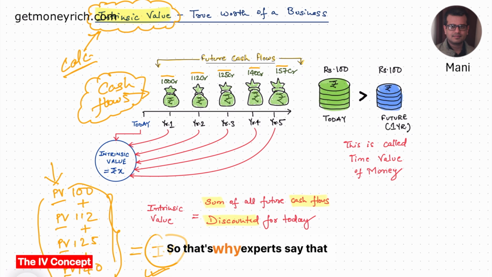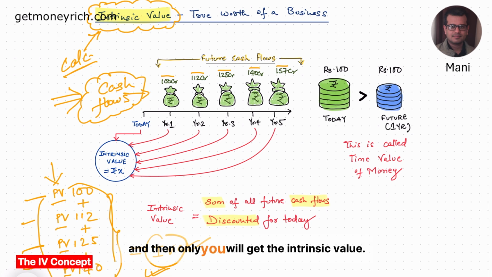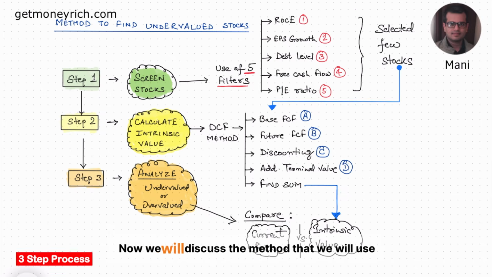So that's why experts say that when you know the future cash flows of a company and you have to calculate the intrinsic value, you have to first compute the present value of the future cash flows and then only you will get the intrinsic value. So this is basically the concept that we will use to calculate the intrinsic value of a business. Now we will discuss the method that we will use to find the undervalued stocks. It is basically a 3-step process where step 1 is we will do the screening of the stocks. In step 2 we will calculate the intrinsic value of the stocks, and step 3 is basically a comparison step.